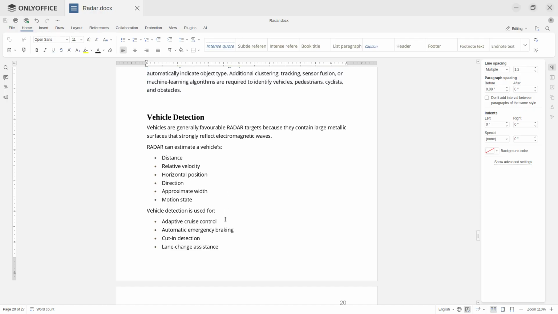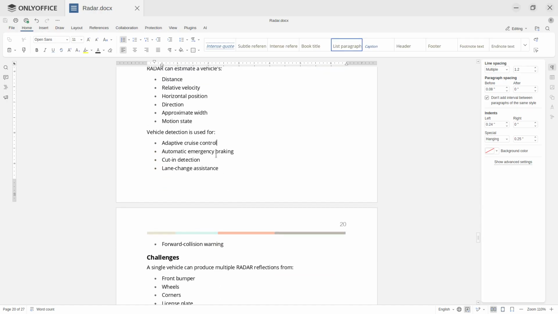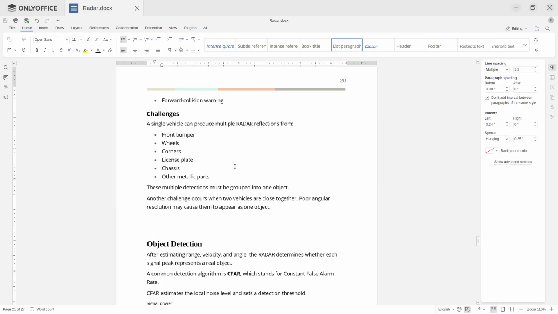Vehicle detection is used for adaptive cruise control, automatic emergency braking, cut-in detection, lane change assistance, forward collision warning. What are the challenges? A single vehicle can produce multiple radar reflections from the front bumper, wheel, corners, license plate, chassis, other metallic parts. These multiple detections must be grouped into one object.